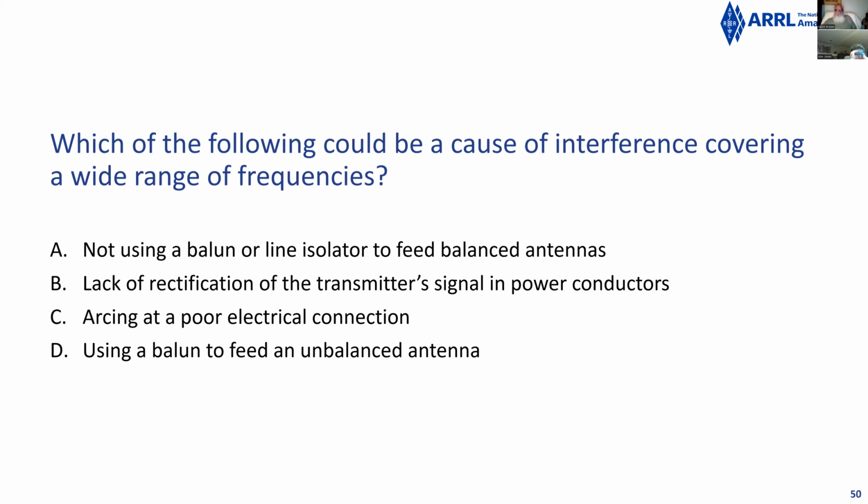Which of the following could be a cause of interference covering a wide range of frequencies? Not using a balun or line isolator, lack of rectification, arcing at a poor electrical connection, or using a balun to feed an unbalanced antenna. Anyone? That'd be C. Ah, there we go. That is, in fact, an excellent guess. That's the answer: arcing at a poor electrical connection.